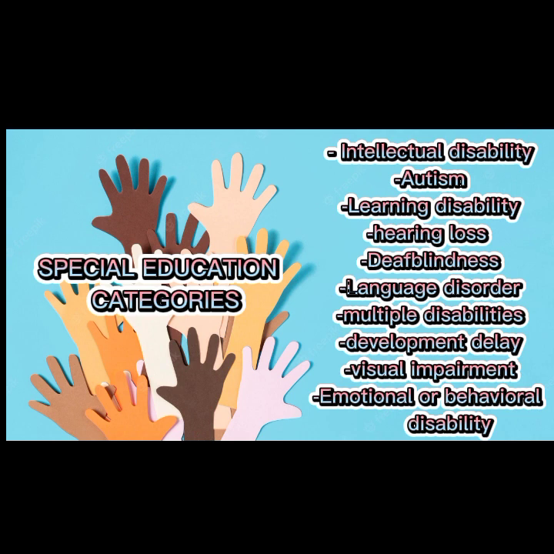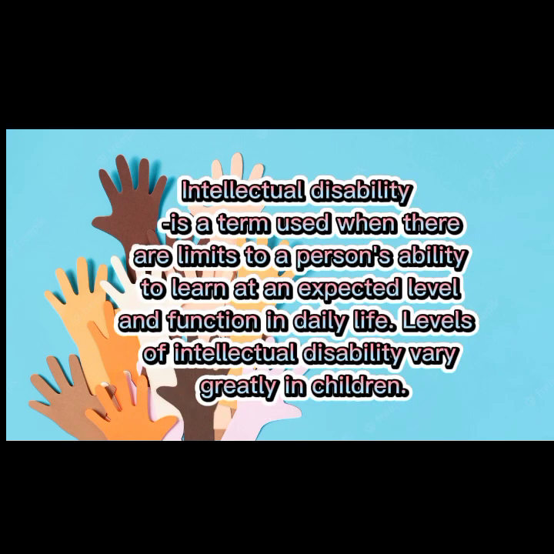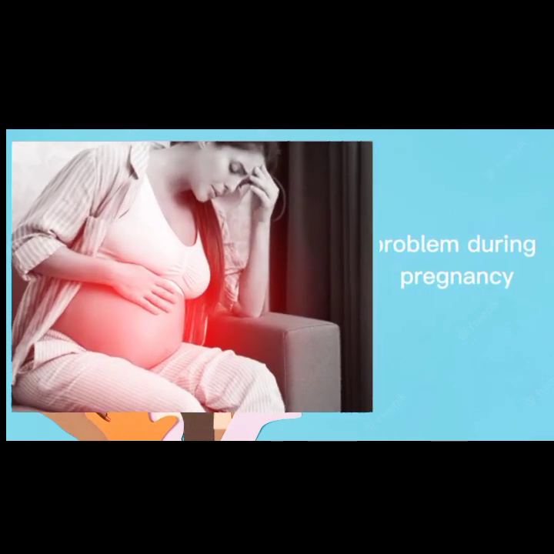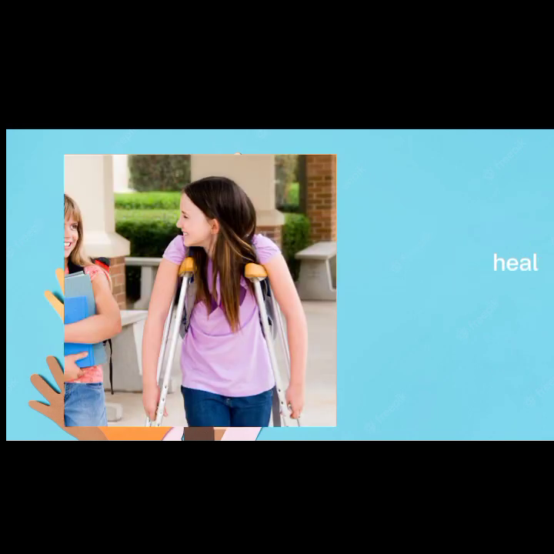First is intellectual disability, autism, learning disability, hearing loss, deaf blindness, language disorder, multiple disabilities, developmental delay, visual impairment, emotional or behavioral disability. Intellectual disability is a term used when a person has certain limitations in mental functioning and skills such as communicating, taking care of him or herself, and social skills. The causes of intellectual disability: genetic conditions, problems during pregnancy, problems at birth, health problems.